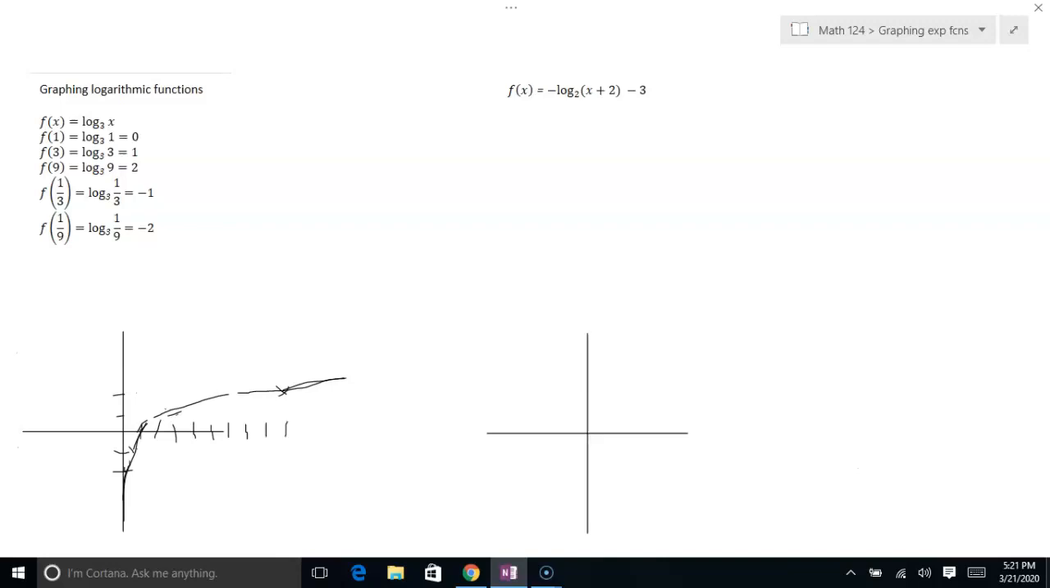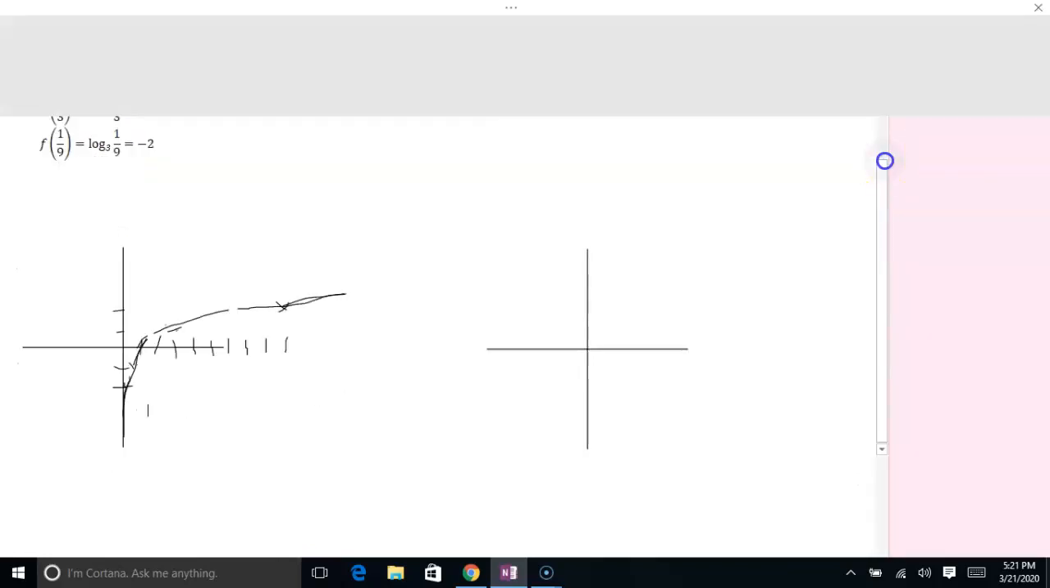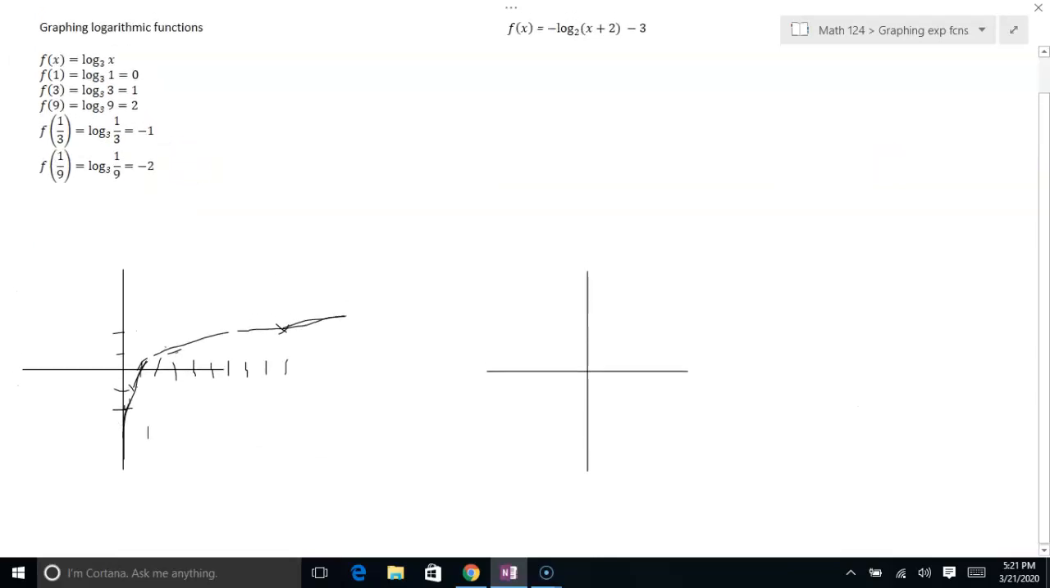Well, a line that my graph goes next to, but doesn't touch and doesn't cross, we have a name for that. This is a vertical asymptote. So exponential functions have horizontal asymptotes. Logarithmic functions have vertical asymptotes.